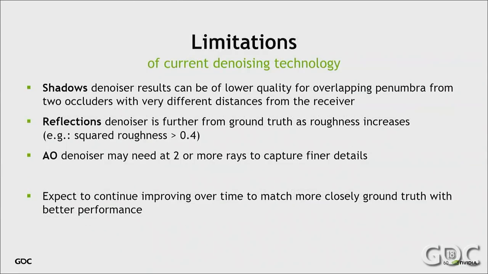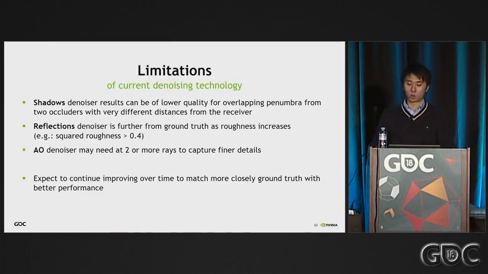All right, so we've shown all the denoisers and they look pretty good. But of course, we're not claiming that all of our solutions are perfect. For shadows, for example, the quality of the denoised results might be lower when you have overlapping penumbra from two occluders that have very drastically different distances from the receiver. And for reflections, the denoiser is really designed to work with moderate roughness. It produces lower quality when your roughness goes above 0.4. But thankfully, we think it's below 0.4, that range, where all of those interesting shading features like elongation and contact hardening are most interesting.